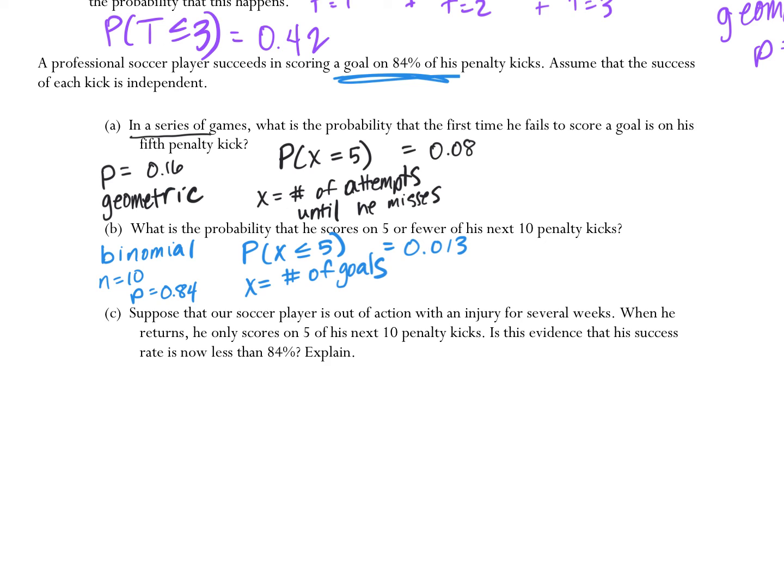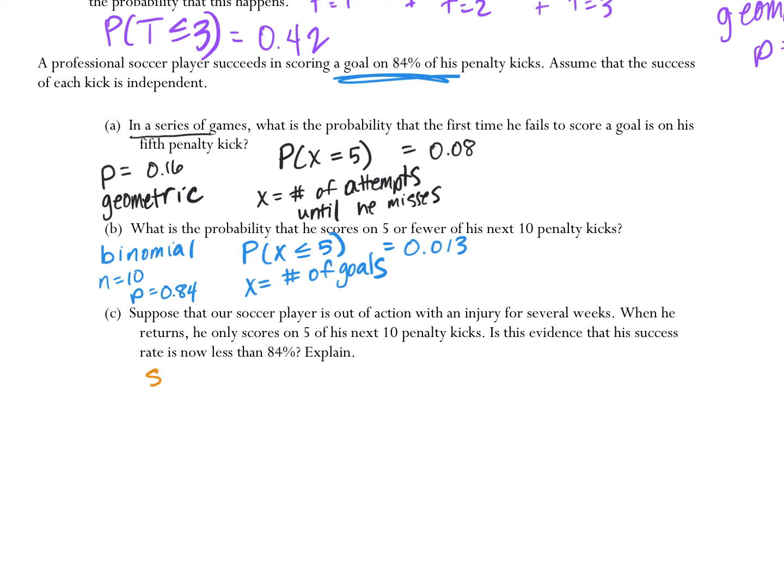Now, you guys remember that I said one of the free response questions is going to include making a conclusion from a probability. This would be a great example in part C about how we might make a conclusion from a probability. Is everybody good? All right. Suppose that our soccer player's been out of action for several weeks. When he returns, he only scores 5 of his next 10 shots. Is it likely that this guy can only score 5 of 10 shots? No, not at all. Not if he's still 84%, right? So if he only scores 5, that was pretty unlikely to happen by chance alone, right? Okay? So that's good evidence.